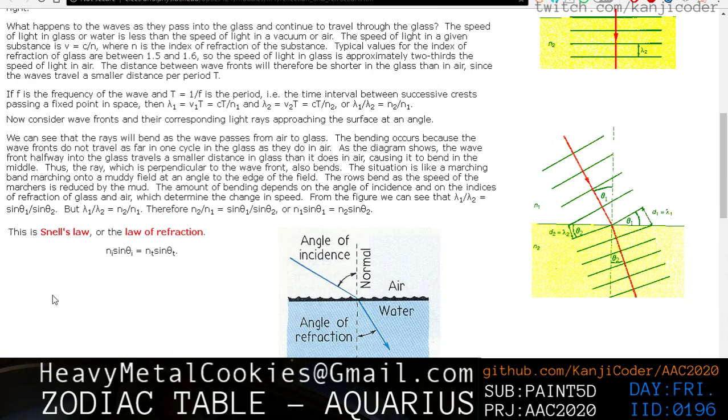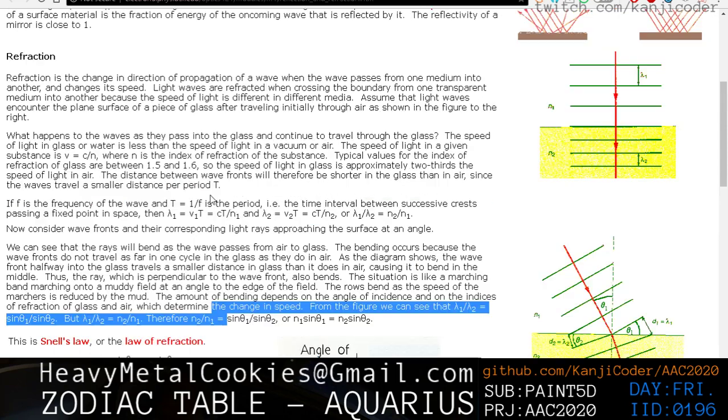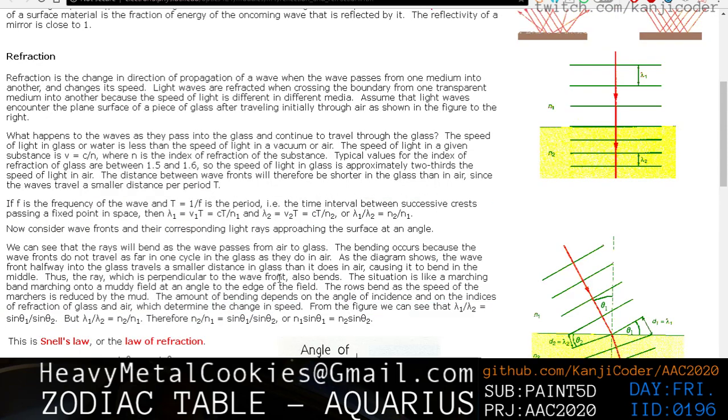We can see that the rays will bend. Refraction. Okay, refraction is the change in direction of propagation of a wave when the wave passes from one medium into another and changes its speed. Light waves are refracted when crossing the boundary from one transparent medium into another because the speed of light is different in different media. Assume that light waves encounter the plane surface of a piece of glass after traveling initially through air, as shown in the figure to the right.